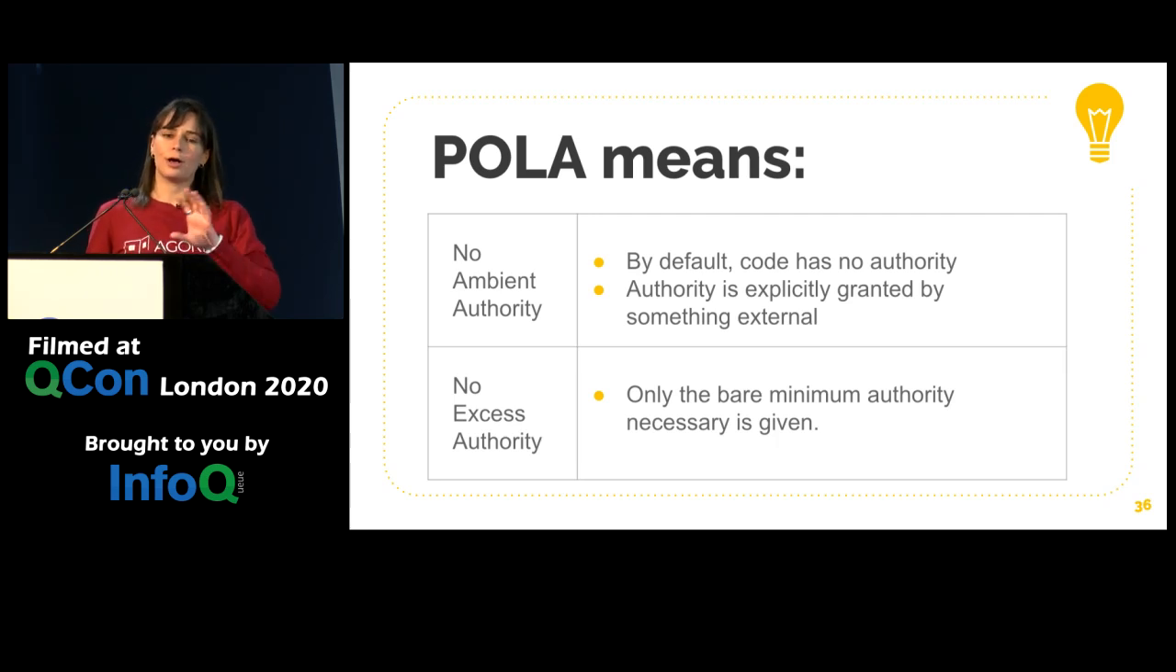So you know how in your normal Node programming, you can import all of the Node built-in modules, you can install scripts, you can do all of that kind of stuff. We shouldn't be able to do that under POLA. Right? So authority should be explicitly granted by something external. It also means no excess authority. So only the bare minimum authority should be given. So don't give any authority more than is necessary.